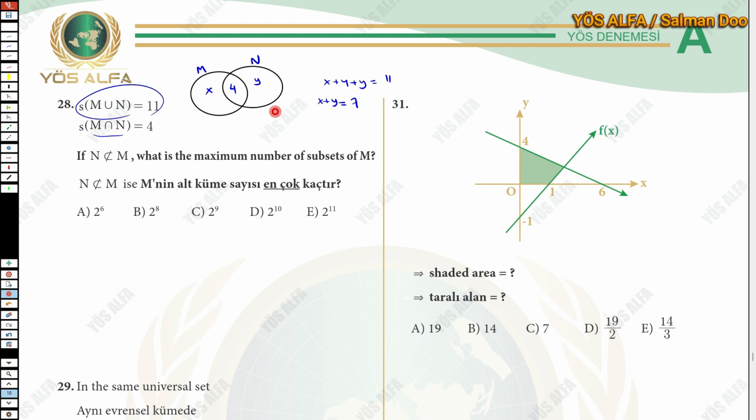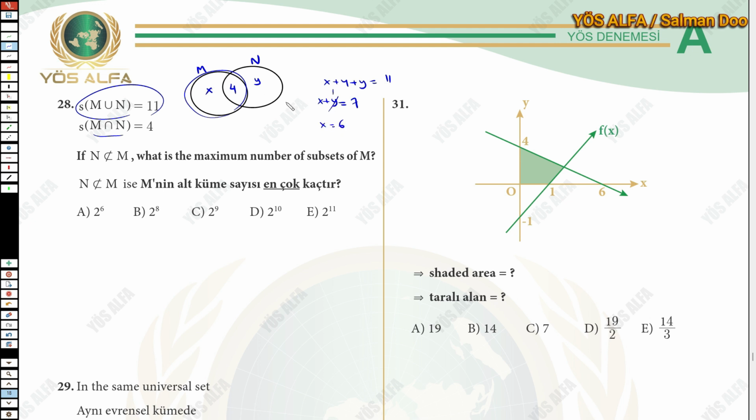And we're given that N is not a subset of M and M is not a subset of N. That means they're not inside each other. So what is the maximum number of subsets of M? To maximize this, x plus 4, y has to be minimum, and y cannot be 0. If y is 0, it'll be inside M, which is going to violate this expression here. So the minimum value for y is 1, so x is 6.